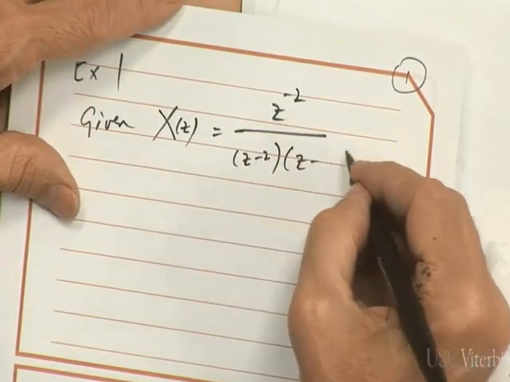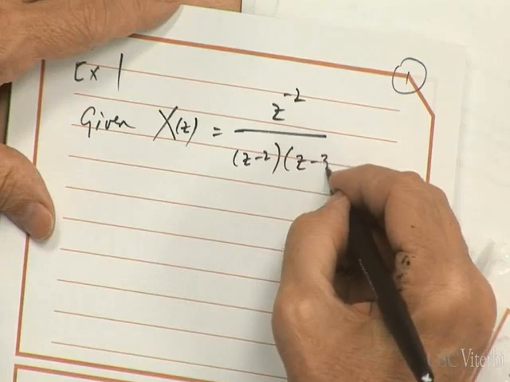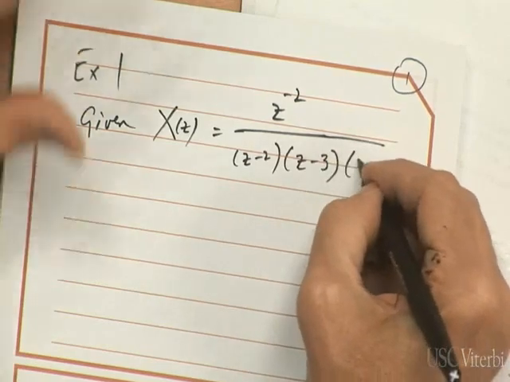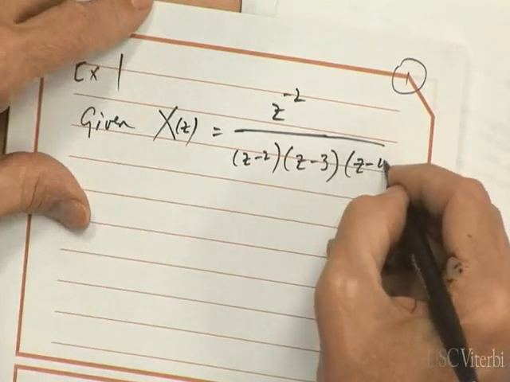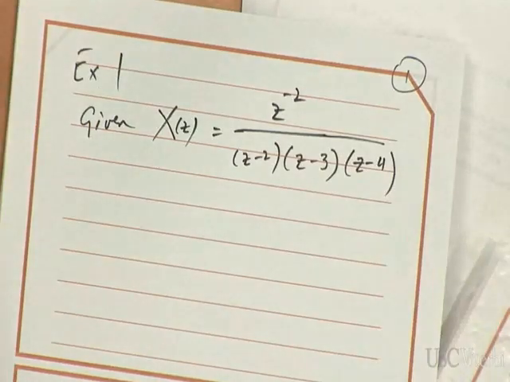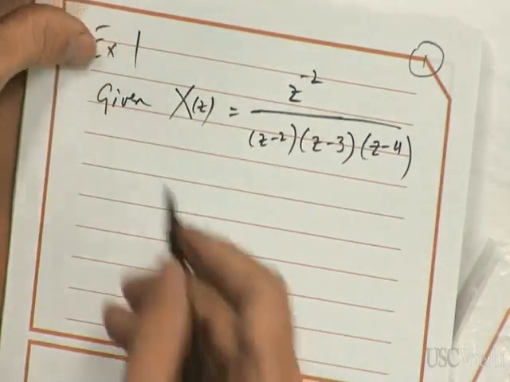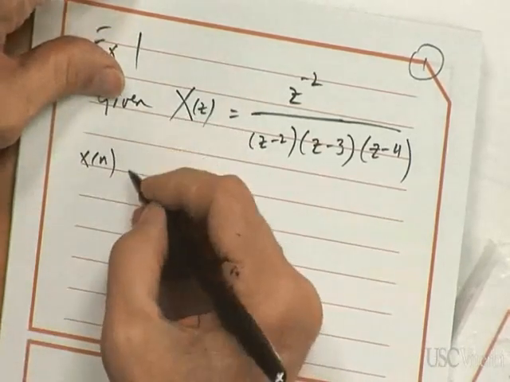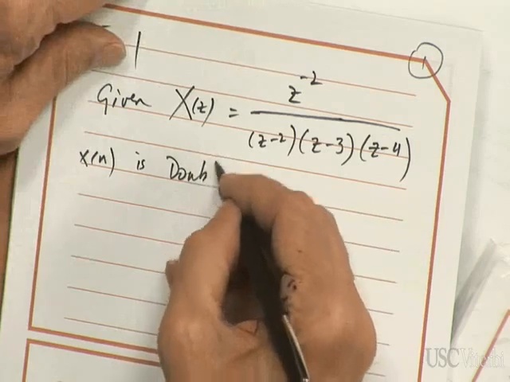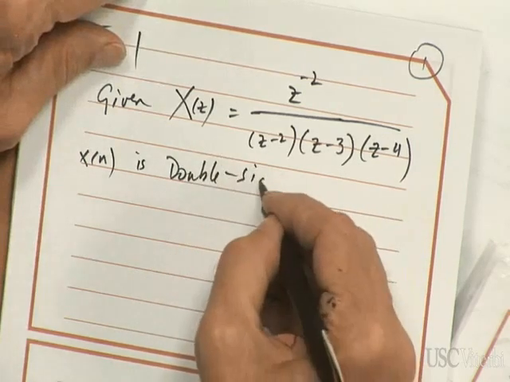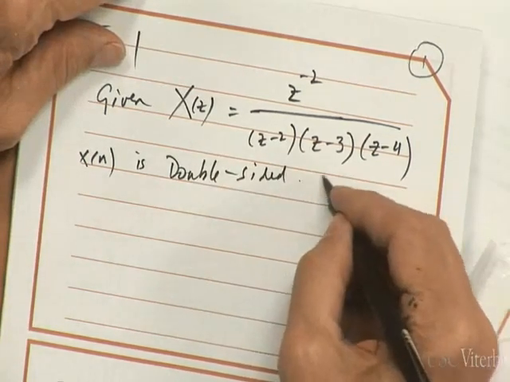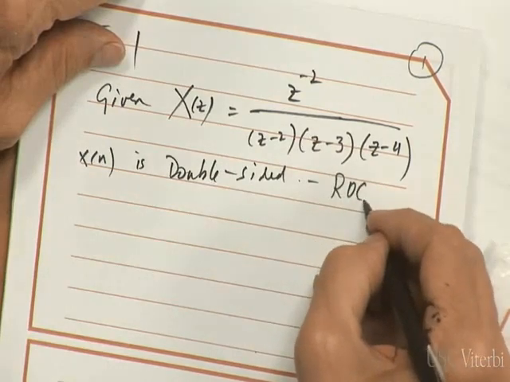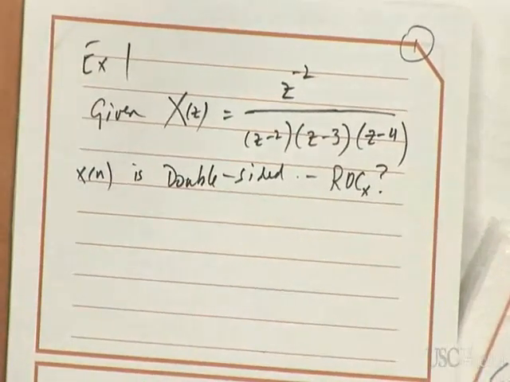But instead of telling you directly the region of convergence, I'm going to give you, quote, side information. In this example, the side information won't uniquely determine it. What I'm going to tell you is that when you do the inverse transform, it is double-sided. That's all I'm going to tell you. It is double-sided. And now I want to know, what is the region of convergence?